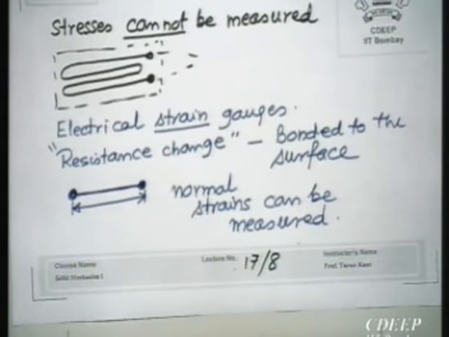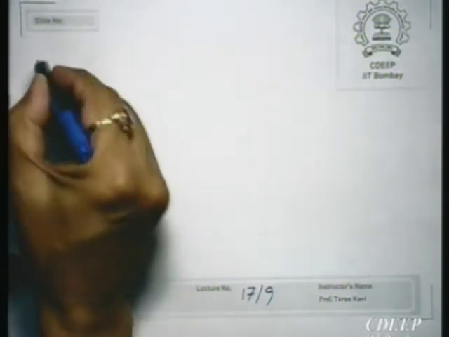You have an experiment in the lab which uses strain gauges. Kindly see carefully how to find out strains. Based upon these strain gauges, we try to find out strains. Now we have got this formula. I can measure only normal strain, and this is our formula.